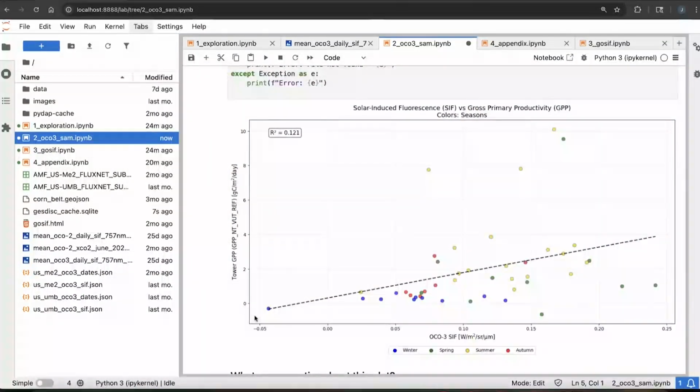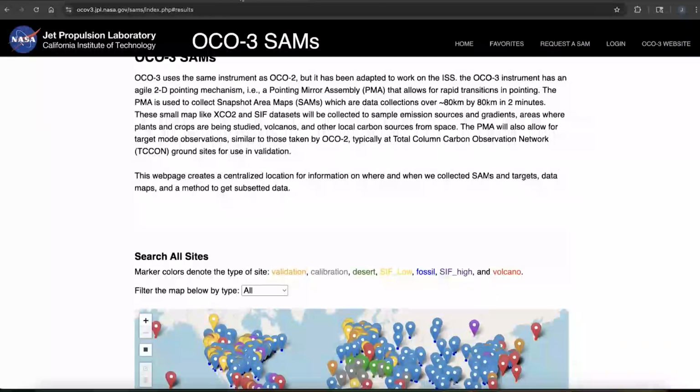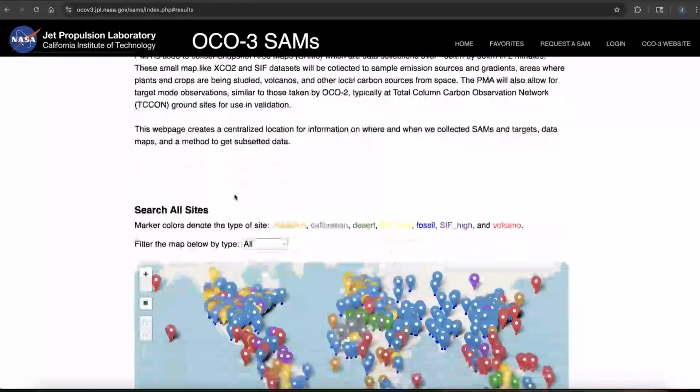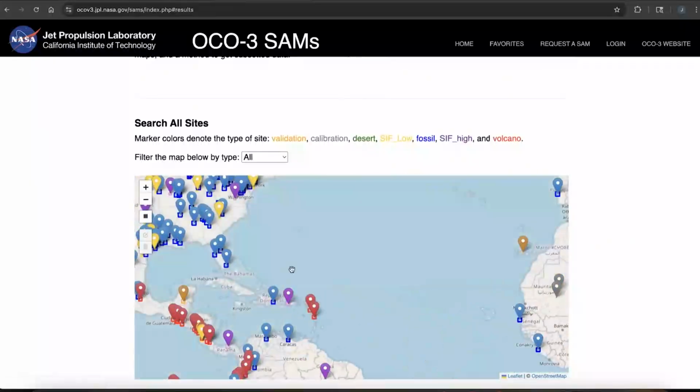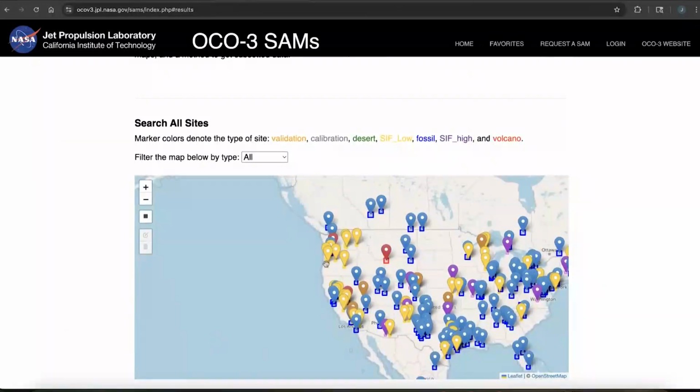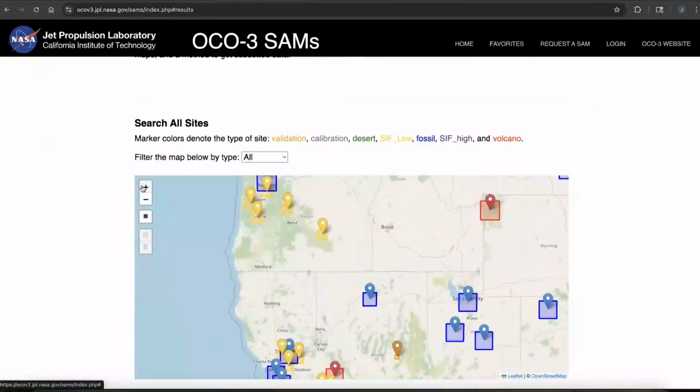We can plot those two SAMs ourselves using the notebook. However, you'll have to find the SAM extents manually by checking against the official OCO-3 plots. An easier way for us to do this is to just look at the official OCO-3 SAM plots themselves, since they've already been generated for us. So I'll return to the OCO-3 SAM website and I'll find the USME2 site on the map. I know it's in the US state of Oregon, so I'll zoom in.